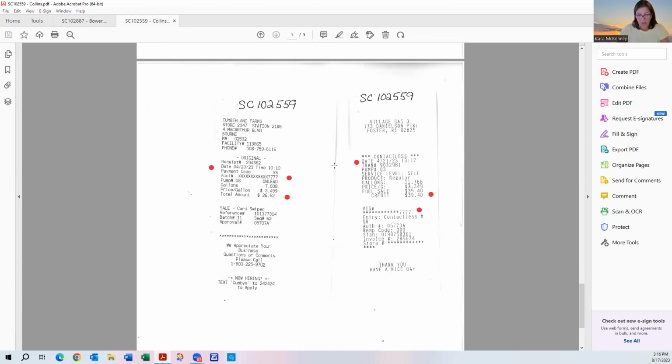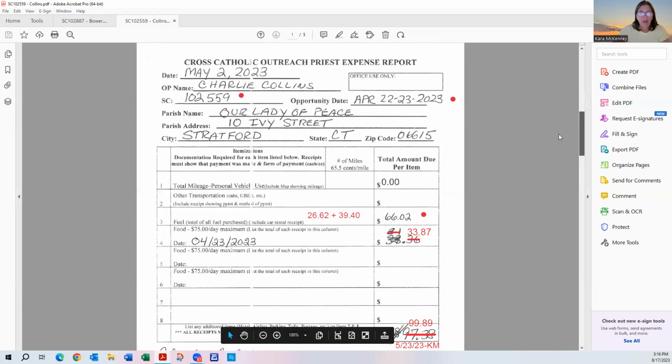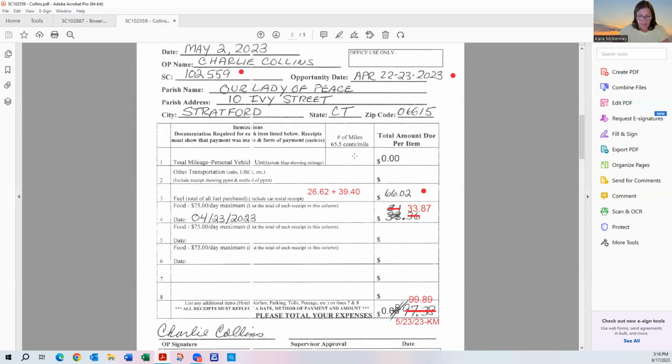So again, just as a little recap, you need to make sure that you have your itemized receipts, that if you're asking for mileage, that you make sure that you include a map. Okay. Make sure when you are submitting your Uber and Lyft receipt that it's a final payment receipt, not just an estimate. And then again, for fuel reimbursement, you need to submit the car rental receipt and make sure that all the receipts have a date, method of payment, and also the amount. Okay, I'm going to stop sharing my screen.